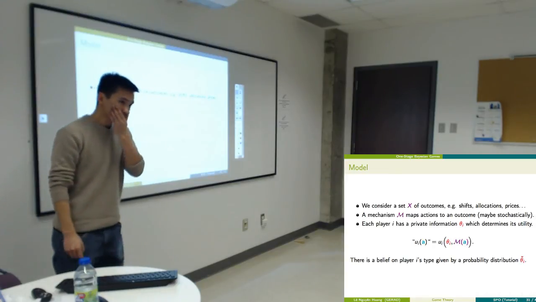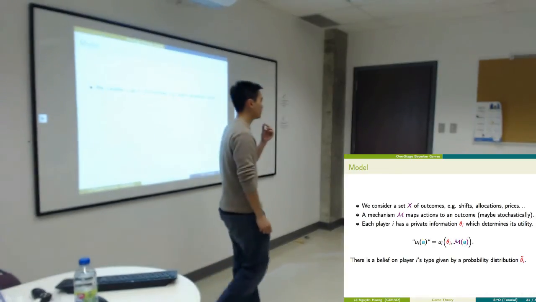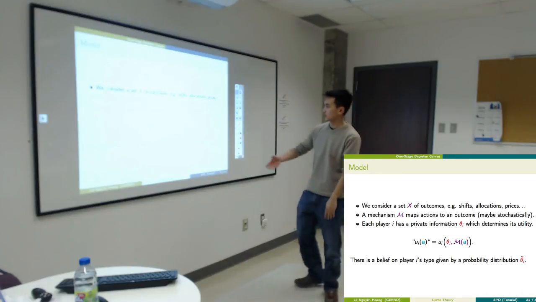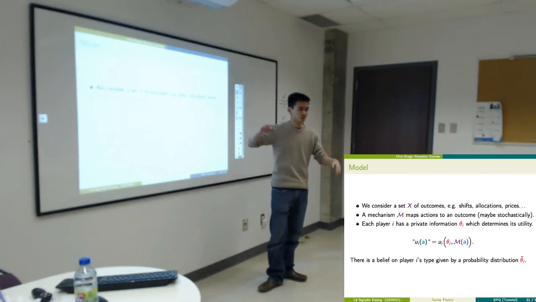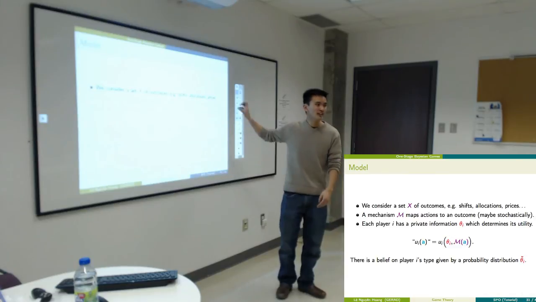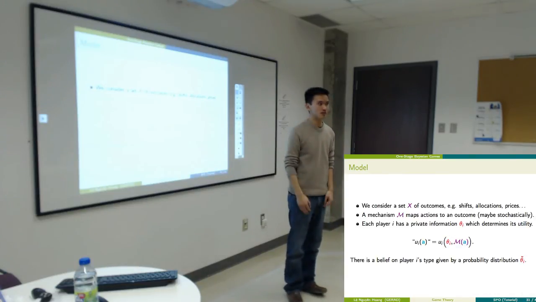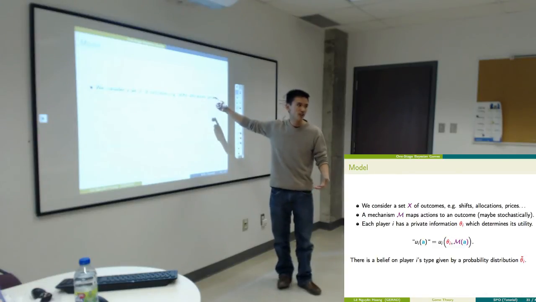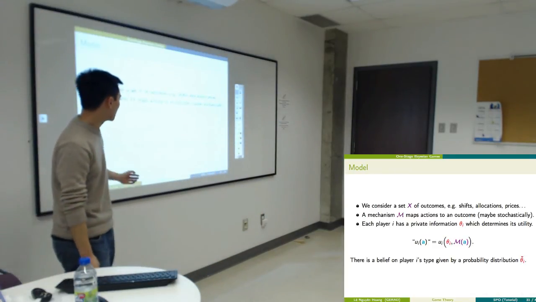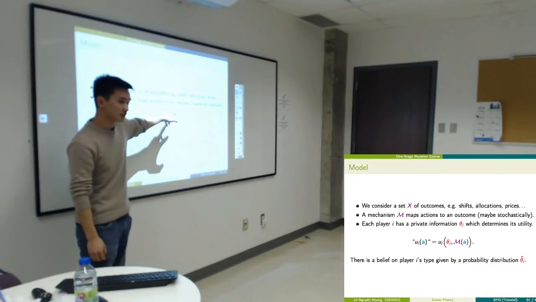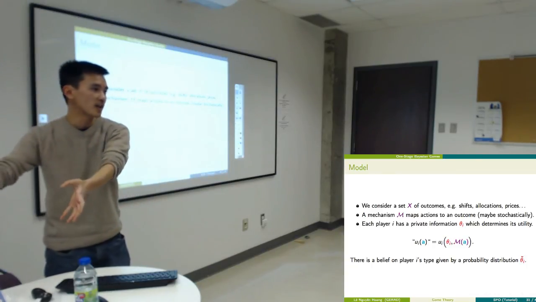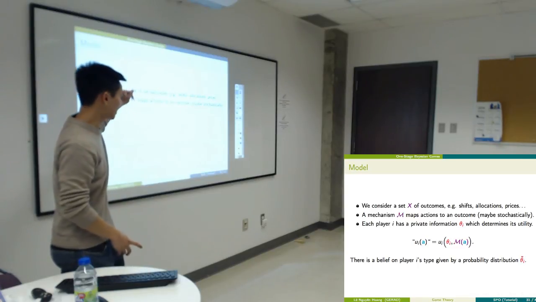Okay, so here's the model. You have a set of outcomes. Think of shift scheduling typically. In shift scheduling, you have a set of outcomes, which can be shifts, allocations, cutting a cake, as we'll be doing later, or prices, or all the relevant information that people are really interested in. People are not really interested in what the others do. They're really interested in the outcome of the game, some allocation that is going to be given to them. So I call X the set of outcomes. A mechanism is a way of mapping action profiles to outcomes. So typically, a shift scheduling mechanism takes into account whatever the people say and outputs the shifts, the allocations, the outcome.